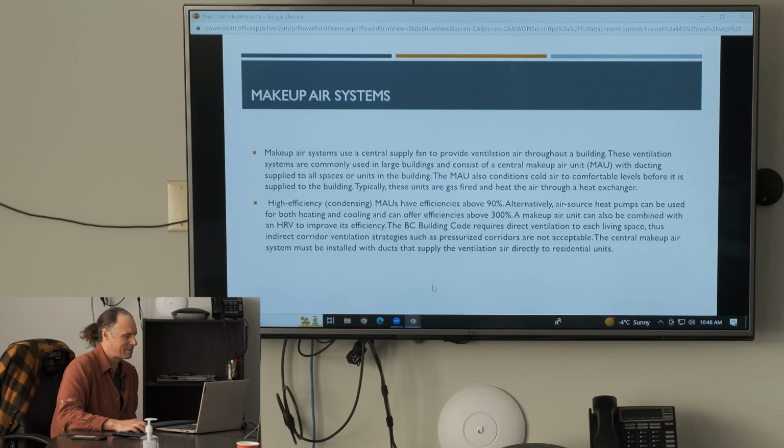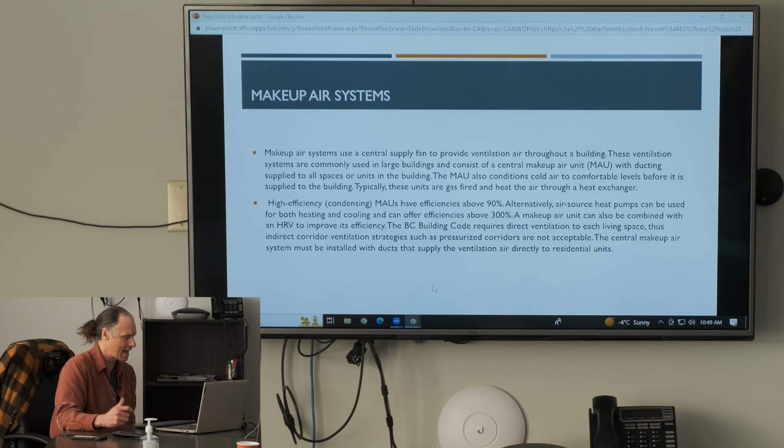So, make-up air systems. Make-up air systems use a central supply fan to provide ventilation air throughout a building. These ventilation systems are commonly used in large buildings and consist of a central make-up air unit, MAU, with ducting supplied to all spaces or units in the building. The MAU also conditions cold air to comfortable levels before it is supplied to the building.